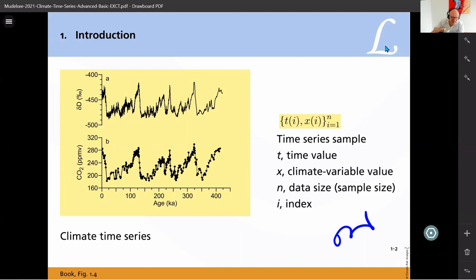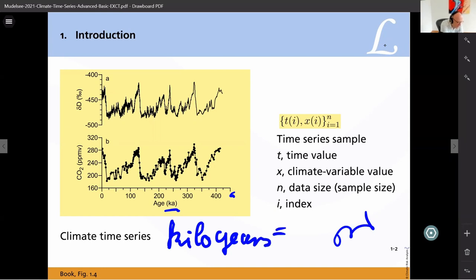Now we see here a climate time series. In fact, we see two time series. So this here is a horizontal axis, a time axis. And you see some numbers, 400 and 300 and so on. And you see also the label H and then this expression K, ka, which stands for kilo years, or this is the same as 1,000 years.